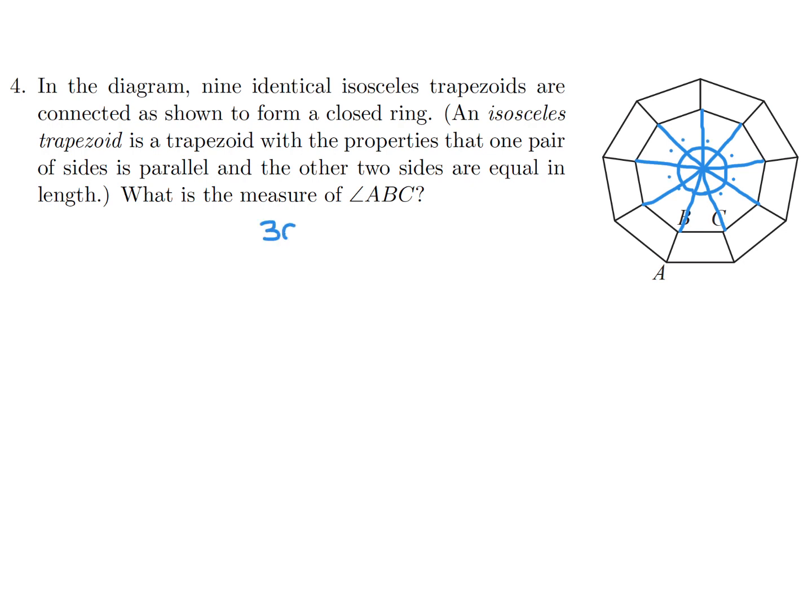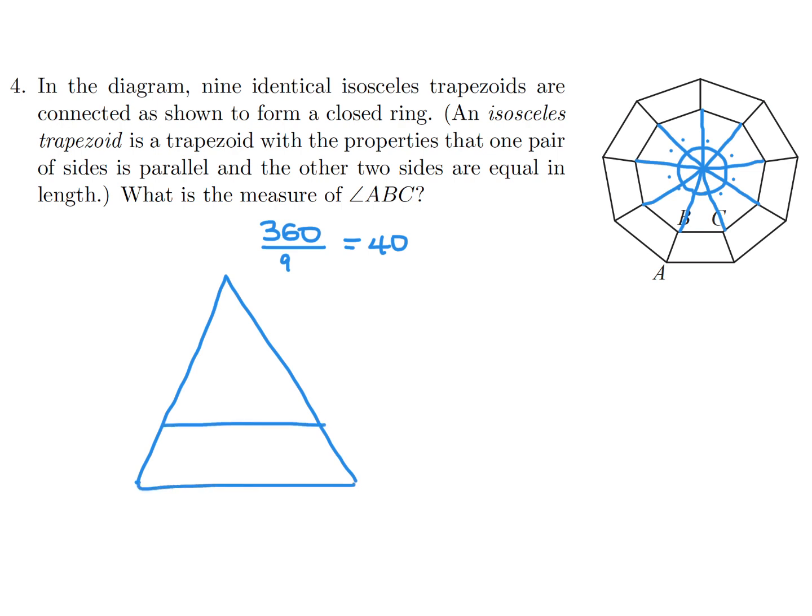So 360 divided by 9 is the individual angle. Now let me draw that shape here. This one of those triangles. Be a little bit easier to explain. So this is A, this is B, and this is C, right? And the angle here is 40. And then since this diagram is symmetric, that triangle is isosceles. Those two sides are the same.